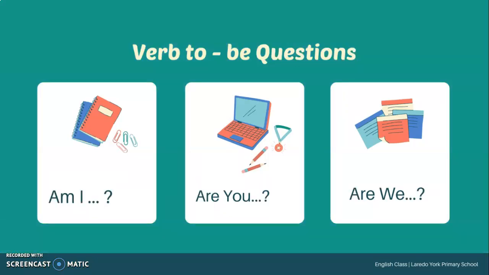You also have questions. We can also use it with questions. And this is really easy to remember because you only change positions. If you remember, the verb to be was after the subject, but now, as you can see here, we switch it over, right? Am I? Are you? Are we? This is for questions, okay? This is how we are going to start a question, all right?